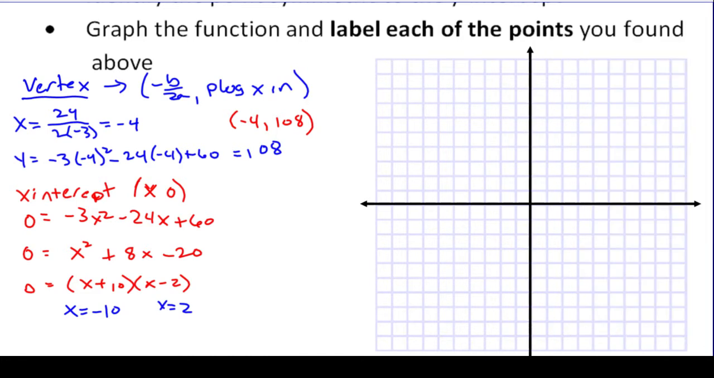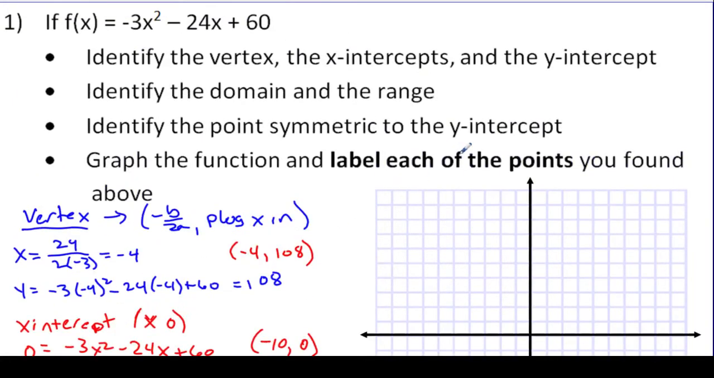That did it without using the quadratic formula. If you didn't notice that and you wanted to use the quadratic formula, go right ahead. You can just plug into the quadratic formula and you're going to get the same 2 x values that I got. Okay, so let's write down my 2 x-intercepts. That is negative 10, 0, and positive 2, 0. So that's 3 points. Last one it says is find the y-intercept.